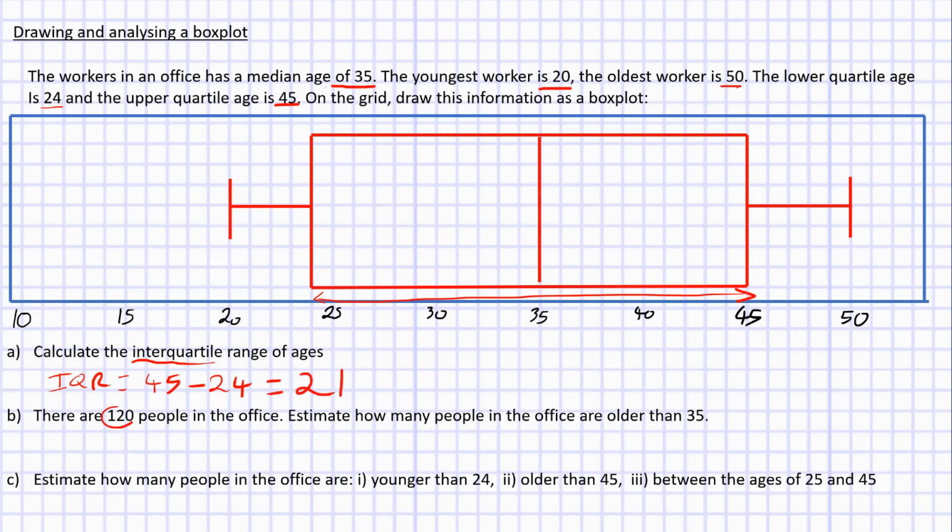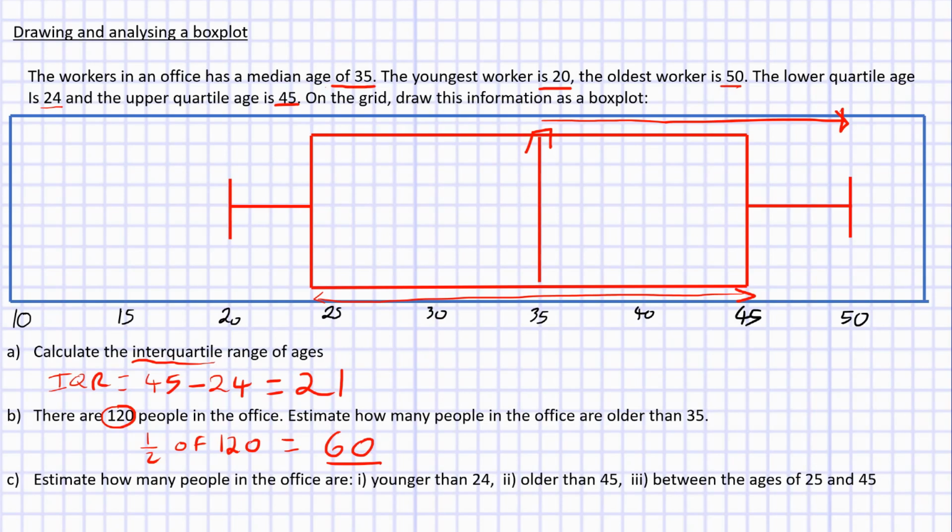There are 120 people in the office. Estimate how many people in the office are older than 35. This is important. We know that the median is 35. So the median is right in the middle of the distribution. If the median is 35, then half of the people in the office are going to be older than 35. So if there are 120 people in the office, half of the people are older than the median. So that means we can say that there are 60 people in the office older than 35.